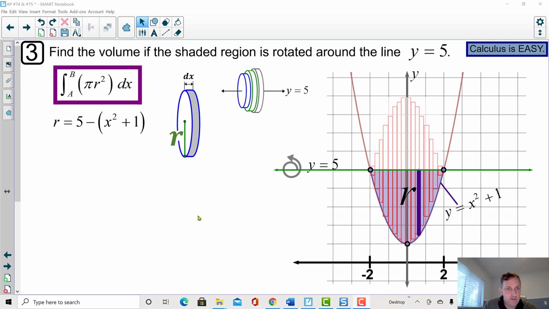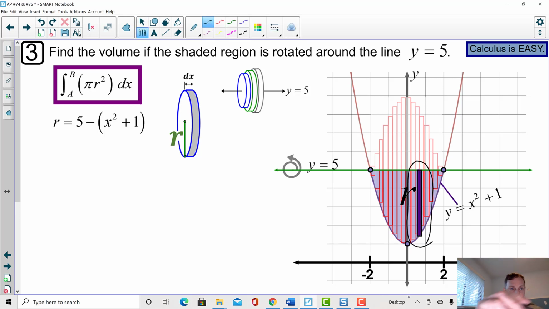All right, for this example, it's kind of like rotating around the x-axis, but instead of being y equals 0, which is the x-axis, it's going to be y equals 5. So it's just going to be shifted up a little bit. Now, if you look at the radius here, it's kind of like one rectangle. And if we rotate it around the line y equals 5, it's going to create a bunch of disks that look something like this. And so that means that one disk would look something like this.